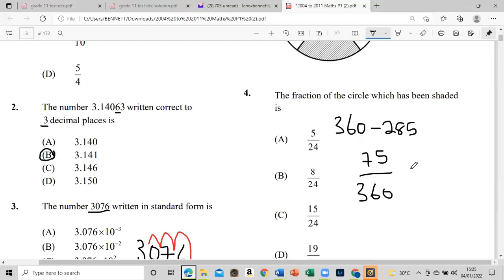So we have to break it down. Now, 15, we can use 15, right? 15 into 75, 5 times, and 15 into 360, 24. So the shaded portion would be 5 over 24. So that's number 4, right? Let's move on to number 5.